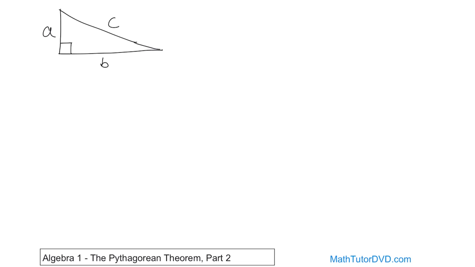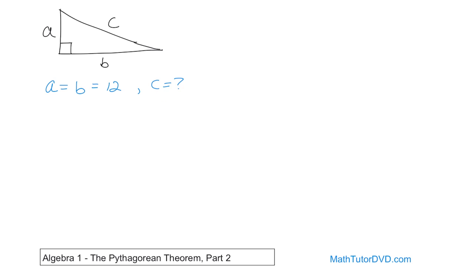So let's say for our first problem, we say that A is equal to B, which is equal to 12. What is C? So what we're saying is A and B are actually equal, not the way I've drawn it here. Here B is longer. But in this problem, A and B are the same length at 12 meters or 12 centimeters or whatever. How would you find C?